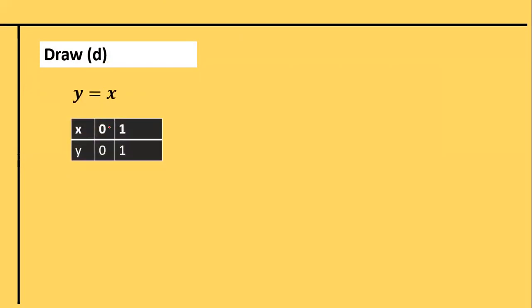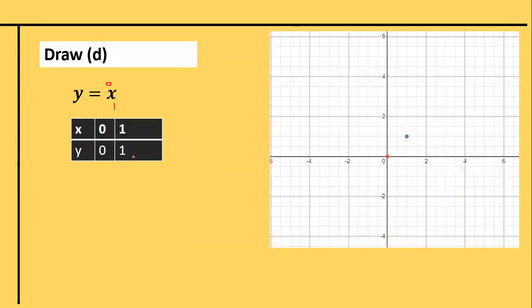Now, it is required to draw the line D. Line D is a line passing through these 2 points, 0, 0 and 1, 1. Suppose that x equals 0, y will be 0. Suppose that x equals 1, y will be equal to 1. Label these 2 points, 0, 0 and 1, 1. After labeling these 2 points, join them.